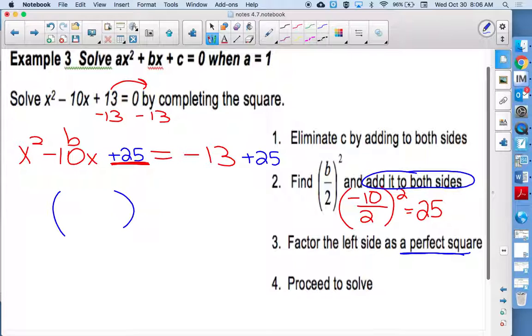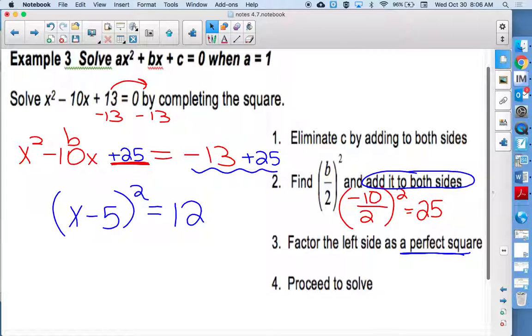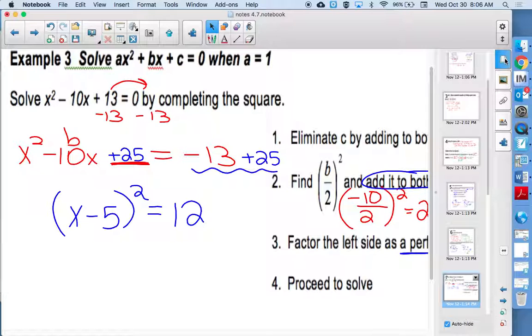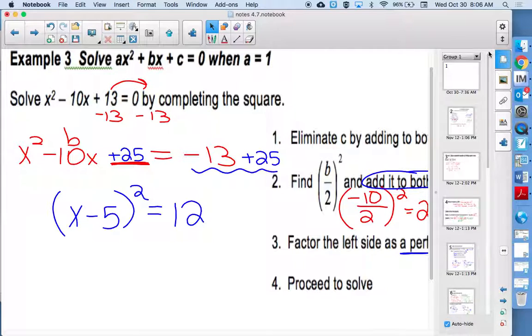Peter? X minus 5 squared. But now it's an equation, Peter. And on the other side of the equation, we have negative 13 plus 25. What is negative 13 plus 25? 12.